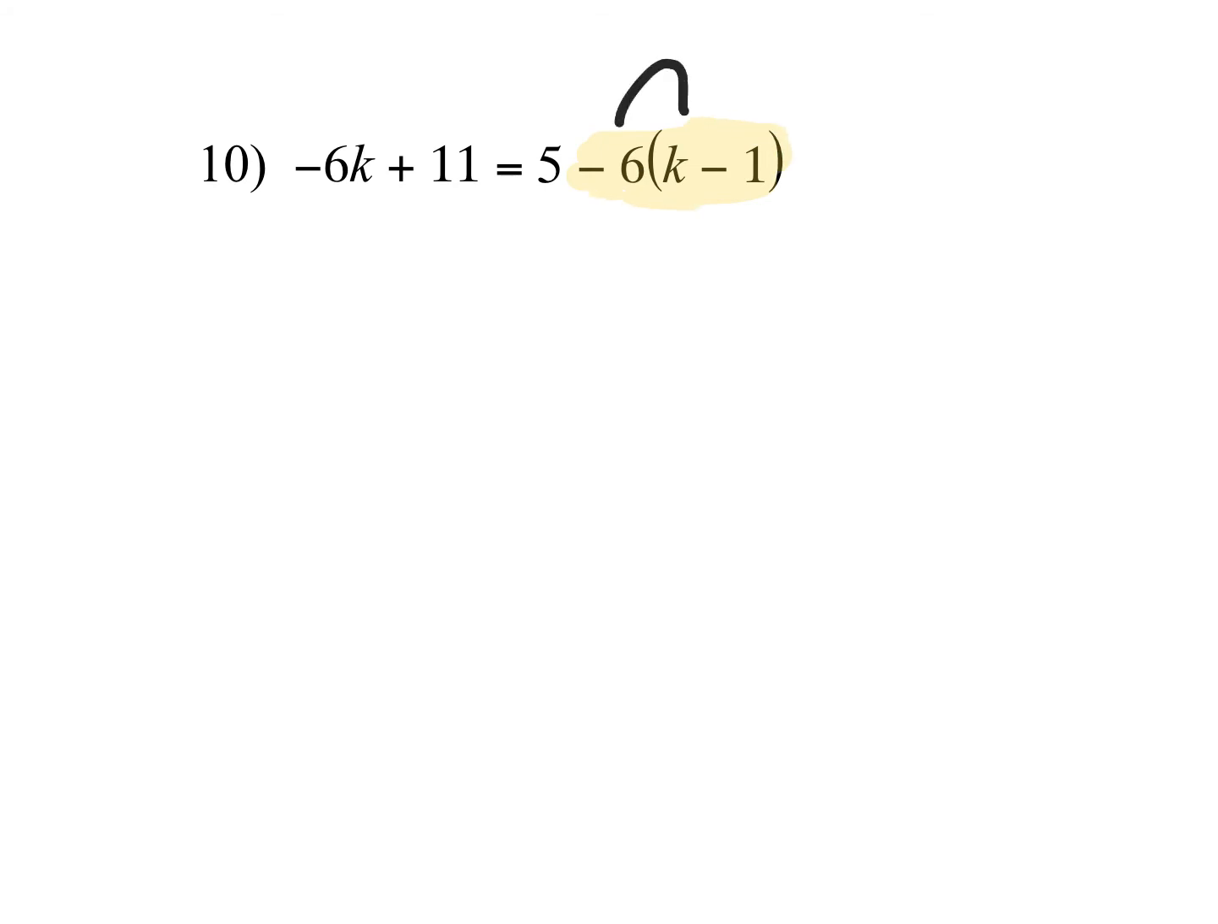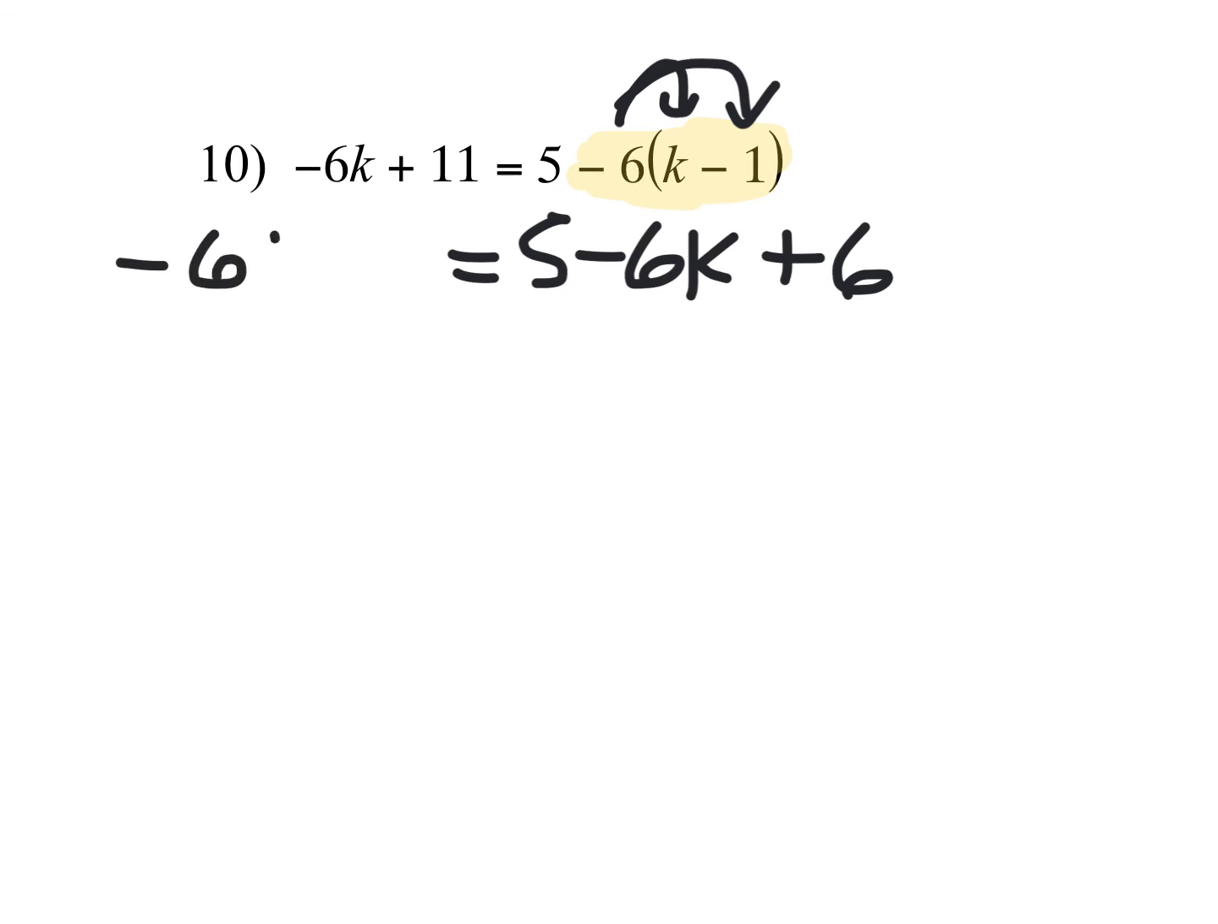I'm going to do that -6 times k, which gets me -6k. -6 times -1 gives me +6. So now I'm just going to bring down the 5 because the 5's just been chilling there, not doing anything. I'm going to bring down the other side of the equation because there's no distributive property that I can do there. Step 2. Do I have anything that I can combine?